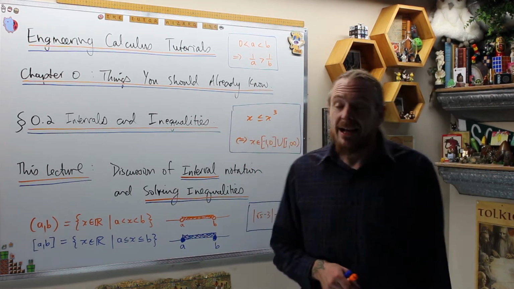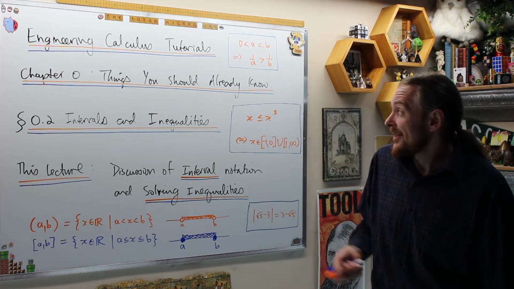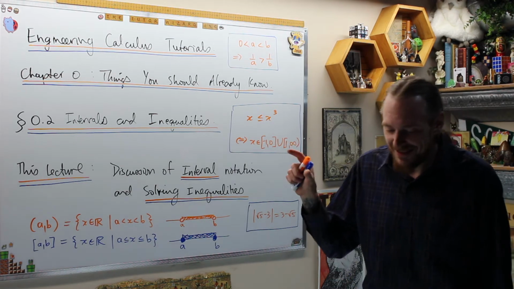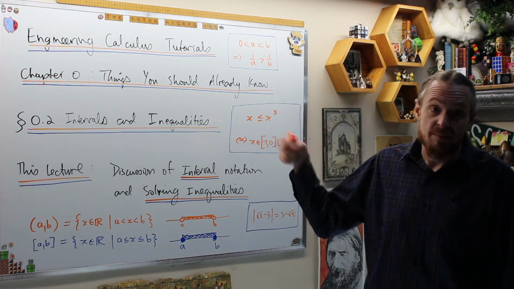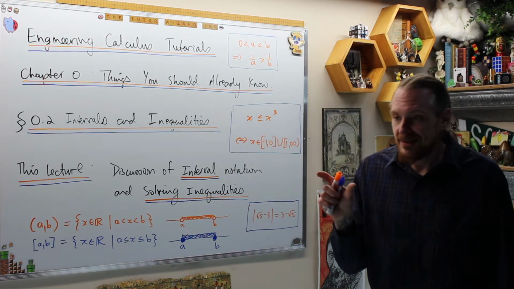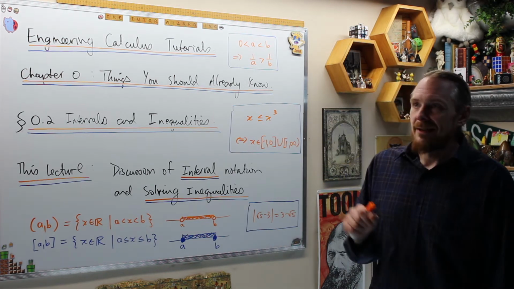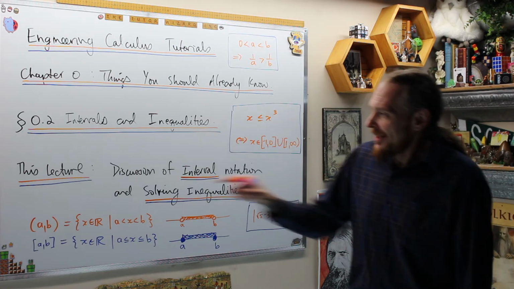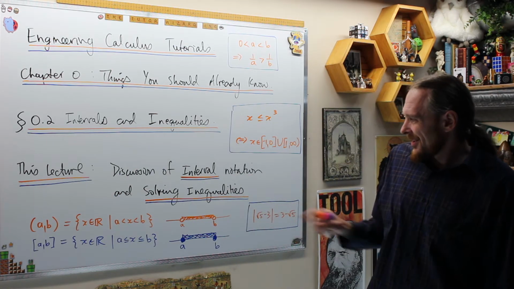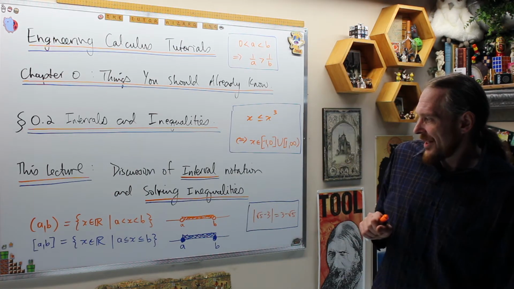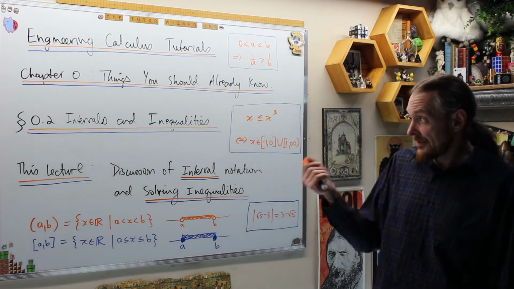We're doing engineering calculus tutorials. Chapter 0 is things you should already know. Basically, this is all the appendices and those types of things where they're expecting you to come in already knowing them. You've already seen this somewhere in K to 12, or K to 13 if you're from Ontario. But in this lecture specifically, we're going to discuss intervals, notation, and solving inequalities. Let's get to it.